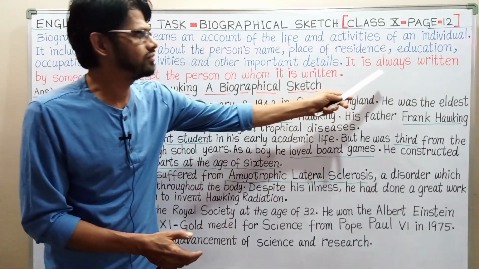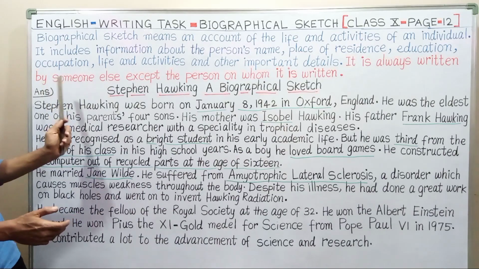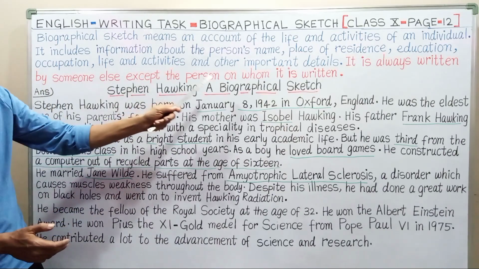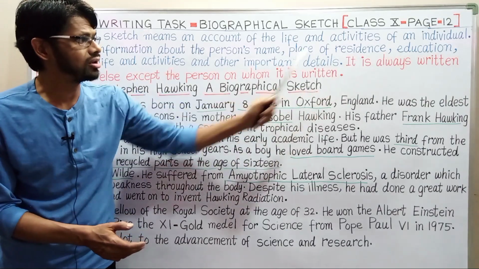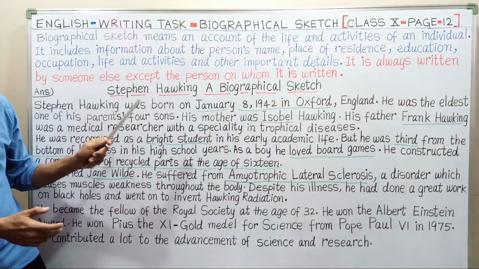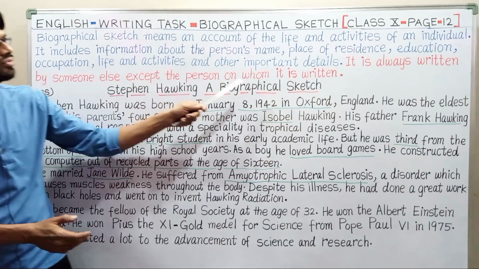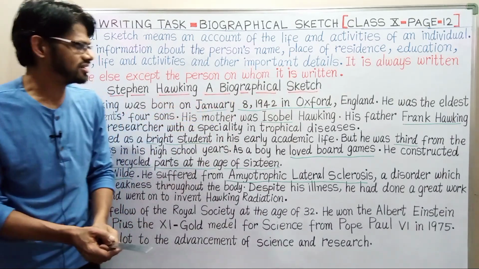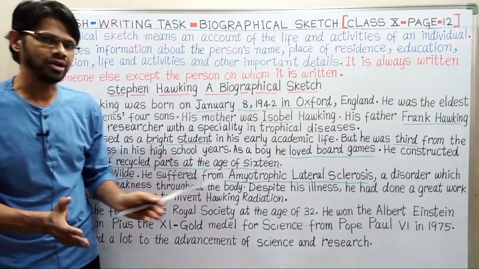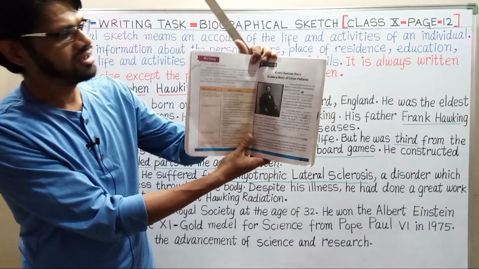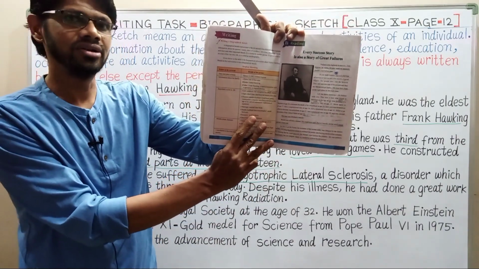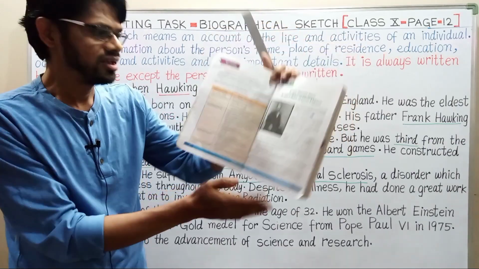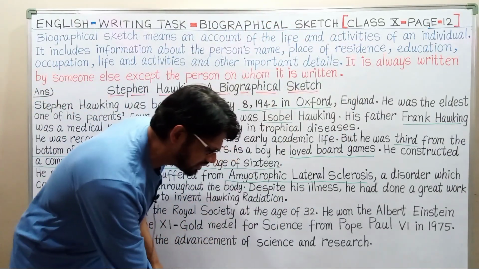It is always written by someone else, except the person on whom it is written. This is a very important point. It is always written by someone else, except the person on whom it is written. Now, how to write a biographical sketch? In the table, we will get only the points, in the form of a table. We have to read the information in this table.